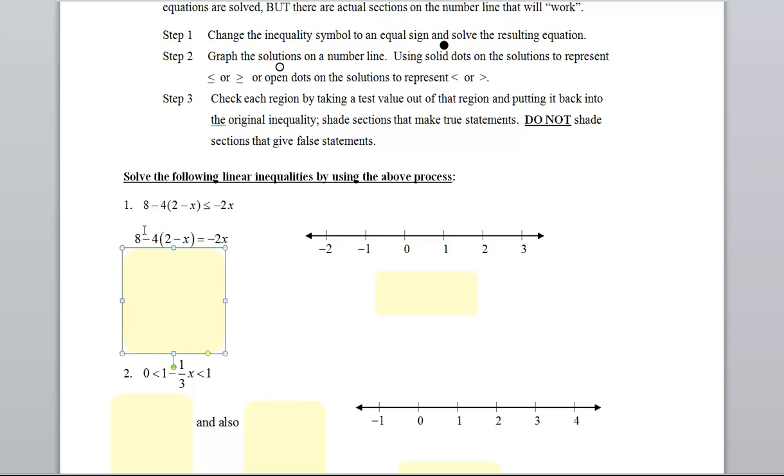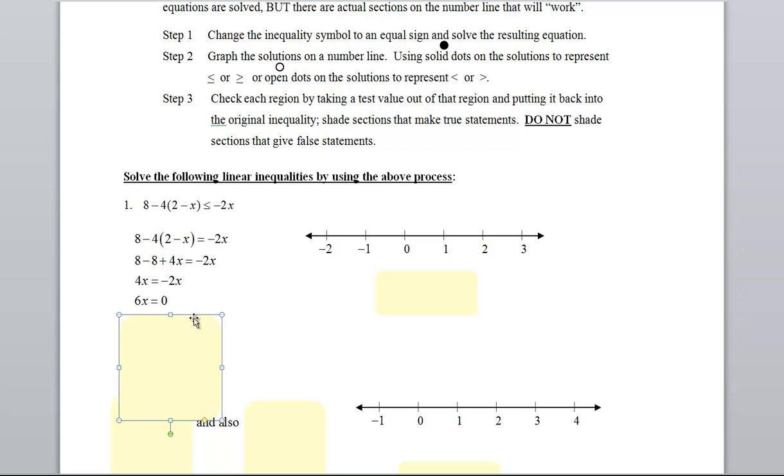So when we have this, first thing we do is distribute the negative 4. So I'm going to have 8 minus 8 plus 4x equals negative 2x. Combine like terms. That will give us 4x equals negative 2x. Get my x's to one side. I'm going to add 2x. So I should have 6x equals 0, and then divide by 6. So x equals 0. So that's my solution.